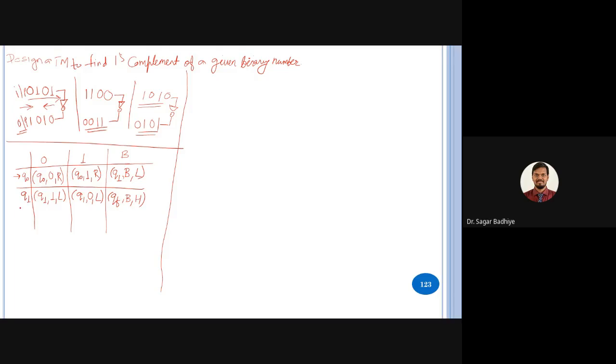So this is how you would be converting a given input. This would be QF, and there would be no transition after reaching QF. Right. So this is QF. So this is the Turing machine that would be accepting binary input and would produce a complement, or one's complement, of the given input. So let us check if it is working in the same way or not.